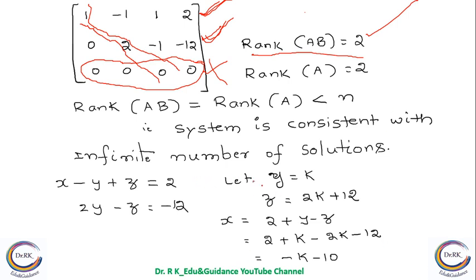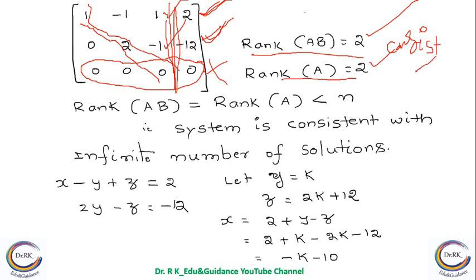Clear? Then this part is A. Here also this is a non-zero row, this is a non-zero row, and this is a 0 row. That means there are two non-zero rows in the coefficient matrix, so the rank of A is also 2. So rank of AB equals rank of A. That means immediately we understand that this system is consistent.